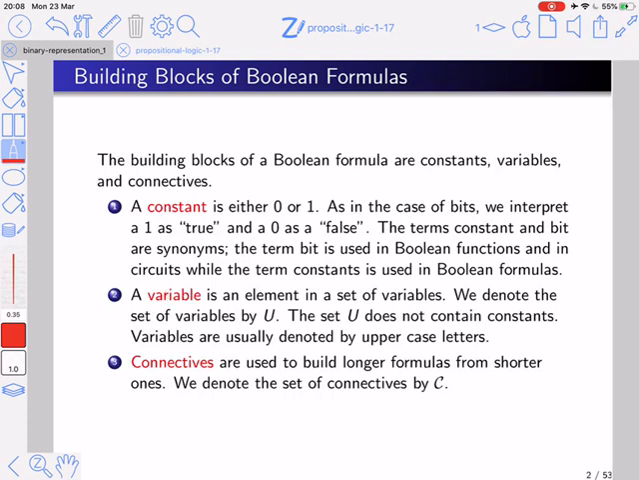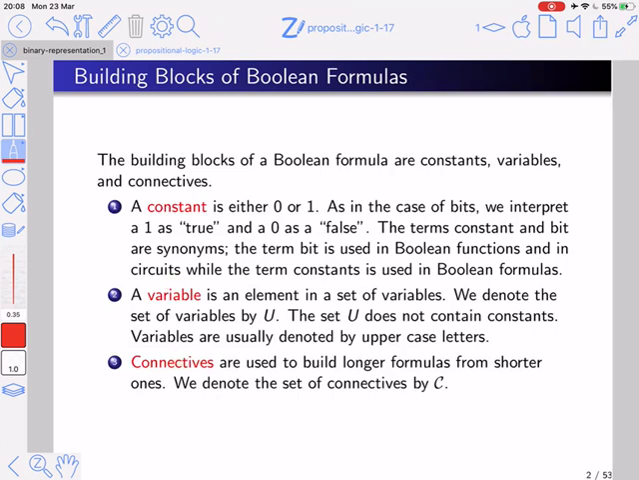A variable is just an element in the set of variables. As usual, we will denote them by x, y, z, and so on. We denote the set of variables by capital U, and we emphasize that the set of variables does not contain the constants, does not contain 0 and 1. So when we refer to a variable, it is not a constant. And when we refer to a constant, it is not a variable.